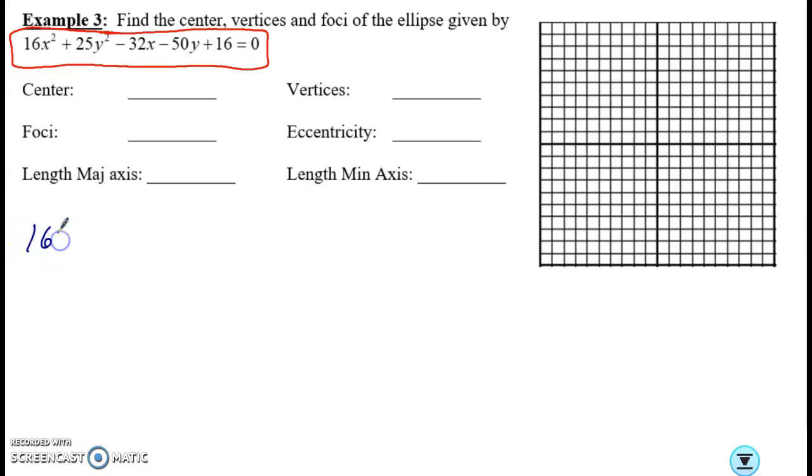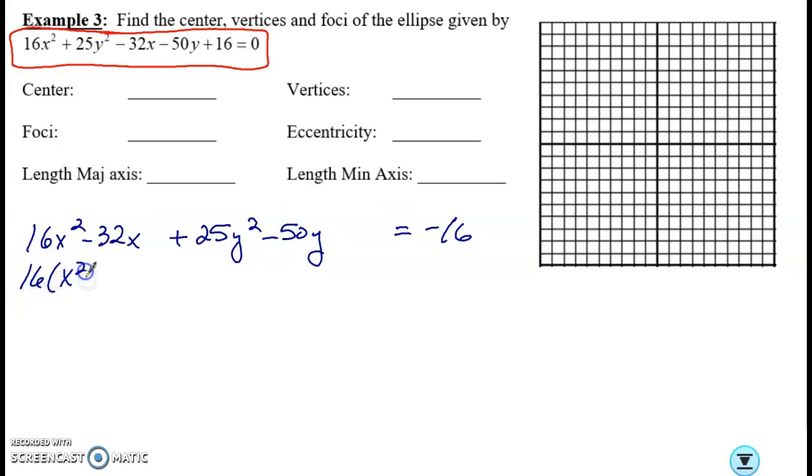The first thing I'm going to do is I'm going to group my x values together, and I'm going to group my y values together. And I'm going to take the 16 to this side, and now I'm not going to forget my minus sign. Factor out your GCFs.